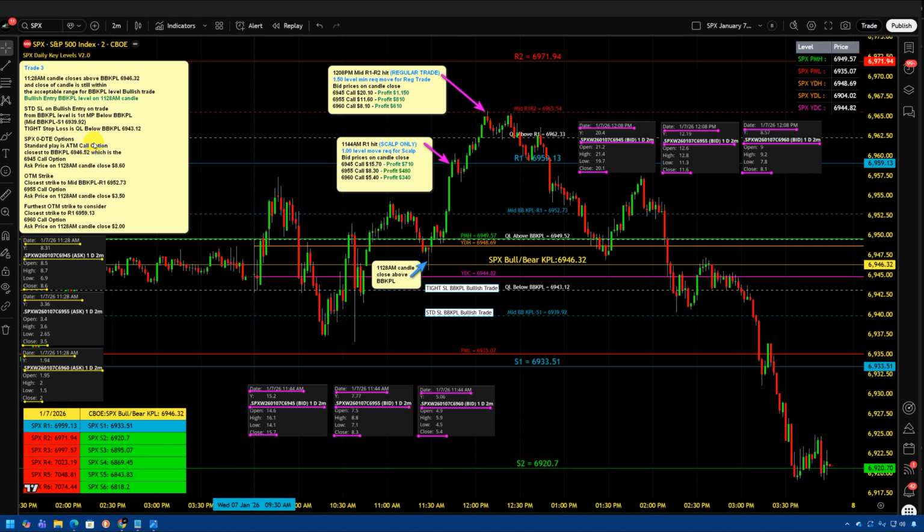Okay, so we're entering on the candle close again. Here we have the ask prices on the 11:28 candle. As you can see, the 69.45 is $8.60. The 69.55 is $3.50. And the 69.60, furthest out of the money, is $2.